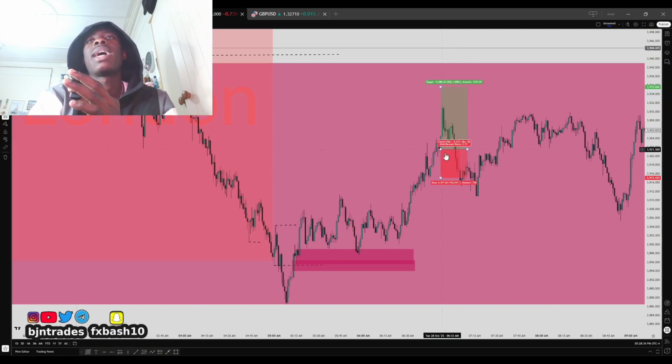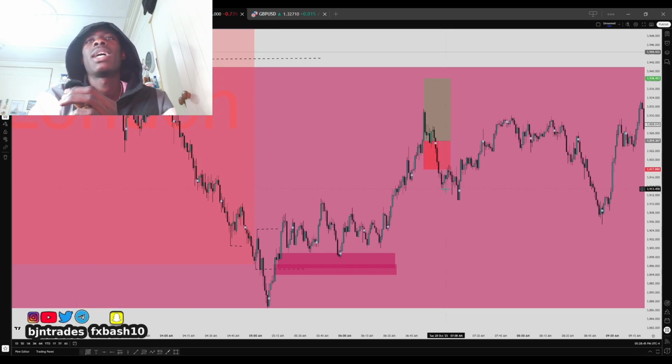Took the trade right there. Not even there, it was right here. It went straight up for a bit, and then the next candle just pretty much messed everything up. Got stopped out.